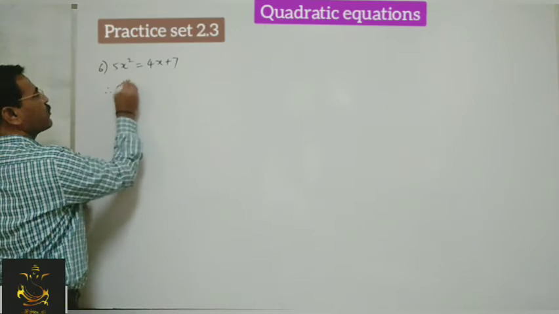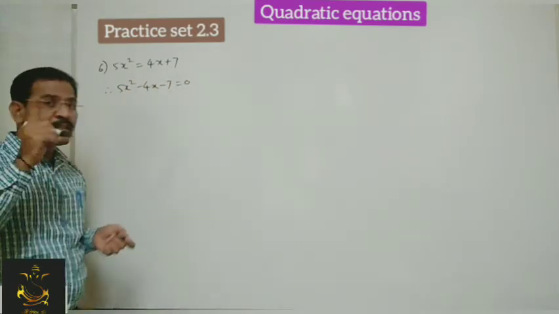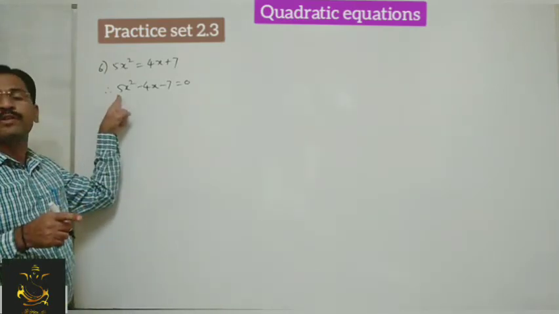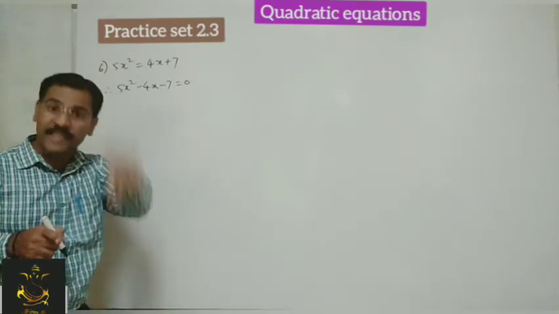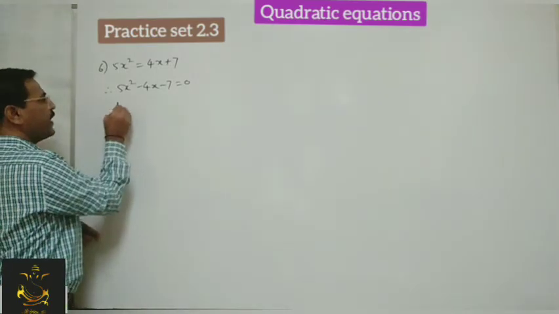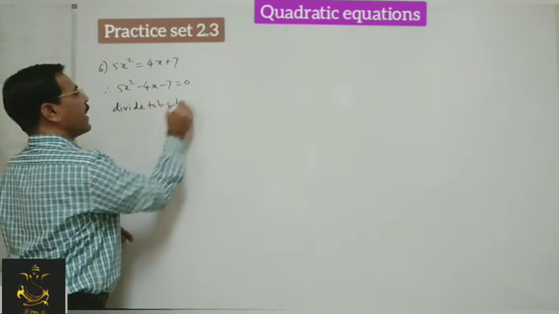See here, 5x square minus 4x minus 7 equal to 0. What is important? What is the first step? Check whether the coefficient of the square term is 1. Yes, here it is 5. So what is the procedure? Divide both sides by 5.